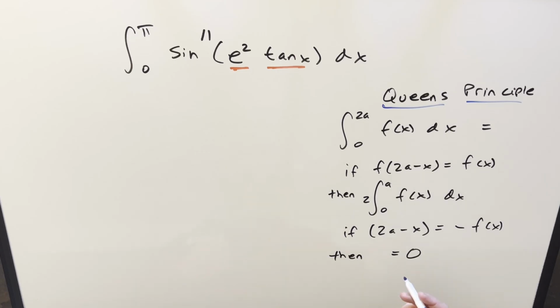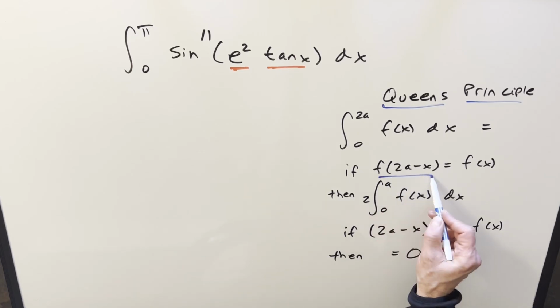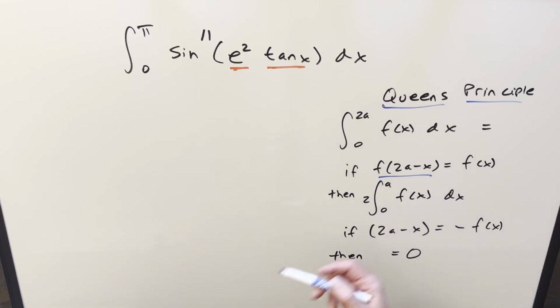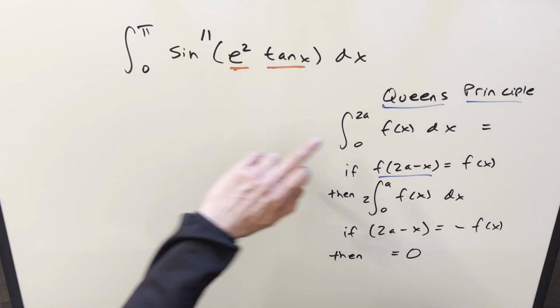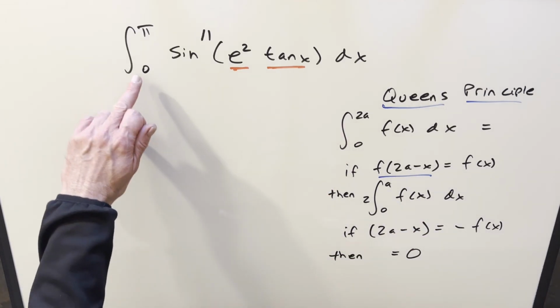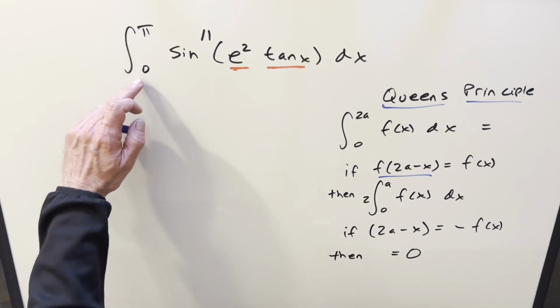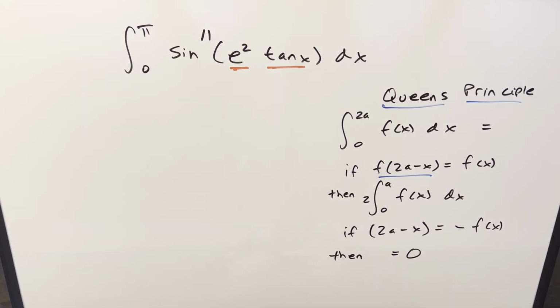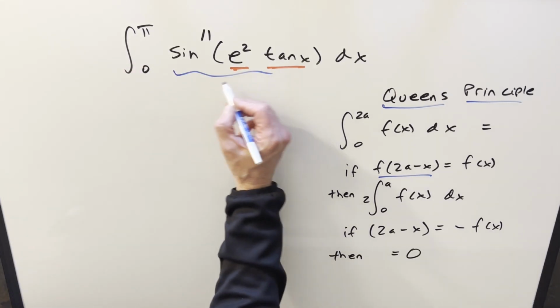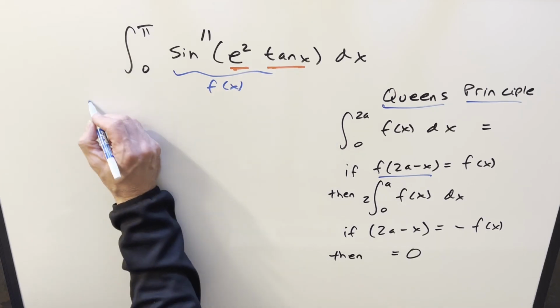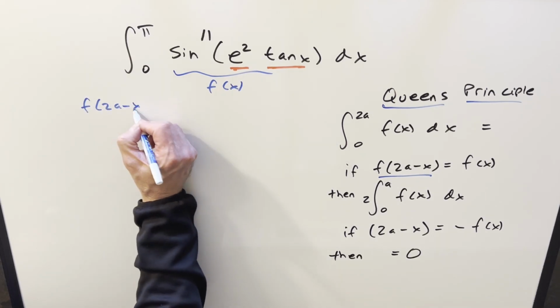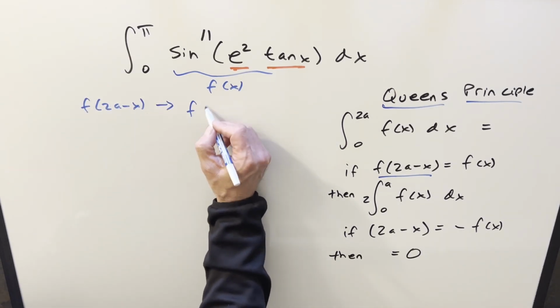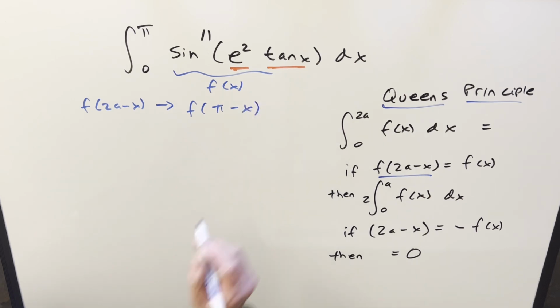We can use this two different ways, but it's going to be the same check. We want to check this f of 2a minus x value, where we're going from 0 to 2a. It's just like King's principle. We're just going to be plugging in the sum of our upper bound and lower bound. So in our case, if this is all f of x, then our f of 2a minus x is just going to be f of pi minus x.